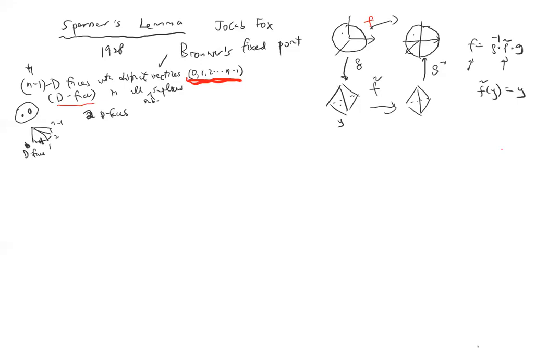Then the fixed point for f will be g inverse y, right? So basically I will have f g inverse y should be just equal to g inverse f tilde y, and that is equal to g inverse y. And therefore this is a fixed point for f.